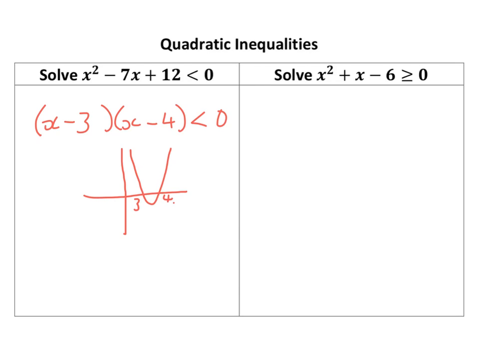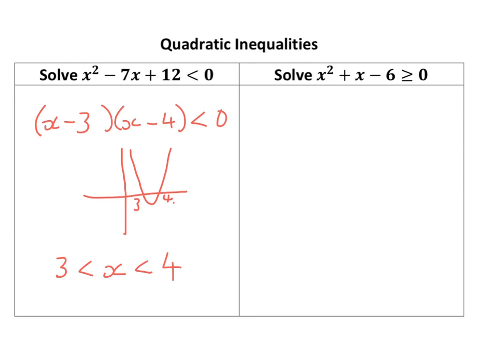Okay, so the bit we want is below the x-axis, that's why this has got this less than sign. So actually what I should be doing for my answer is this. So it's the bit below, between 3 and 4.